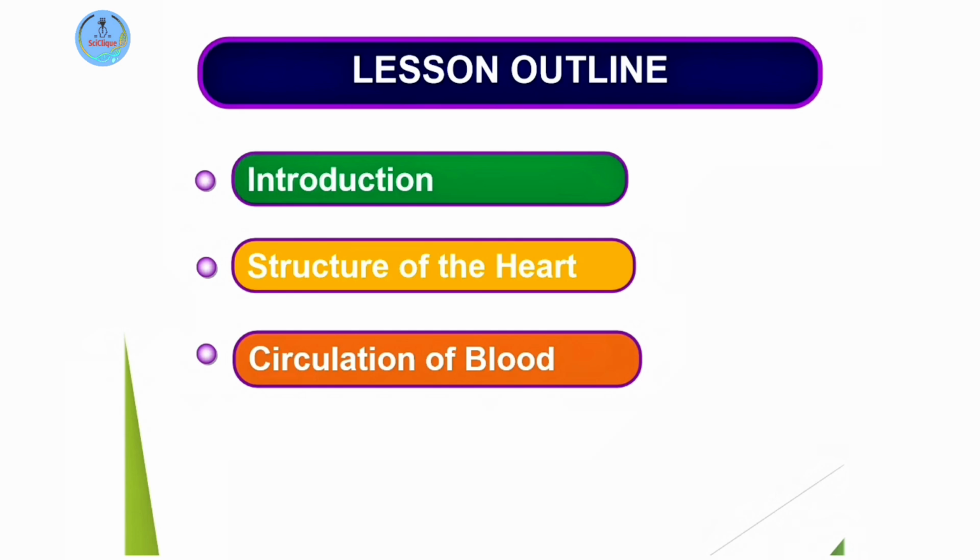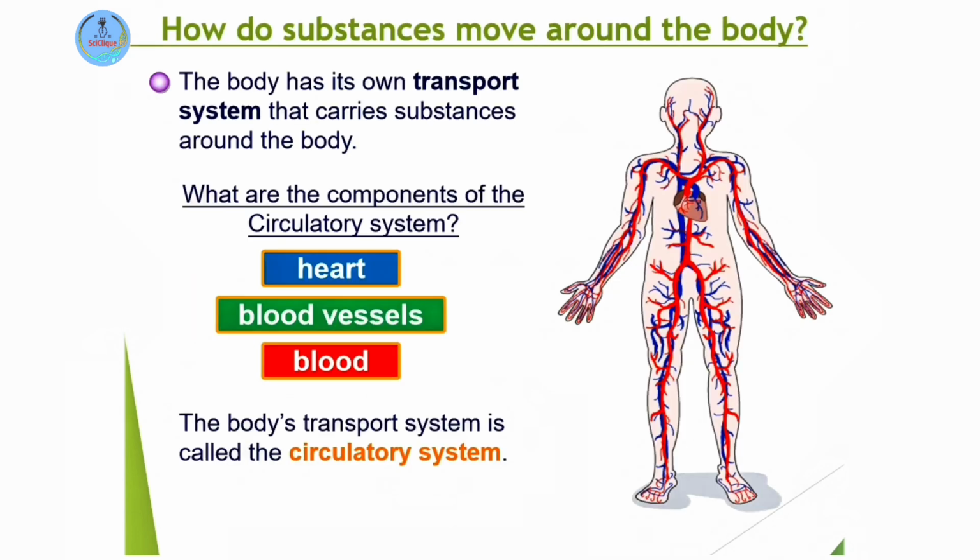Number two, a discussion on the structure of the heart, both the external structure as well as the internal structure. And lastly, circulation of blood in our body. How does blood flow in and out of the heart? Let us start. So when it comes to the circulatory system, what is it?